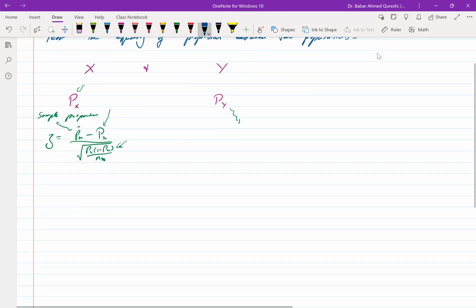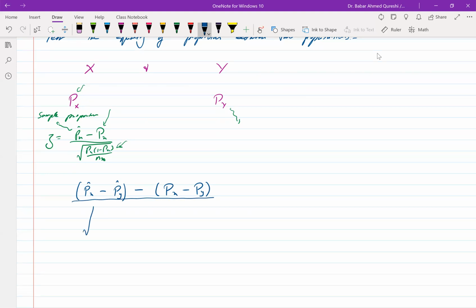And if you make the difference variable, so this is the sample proportion of population X, while this is the sample proportion of population Y. If you make the difference, then this will again be a normal variable, and its expectation value will be equal to the difference of the two population proportions. While for the variance, the variances simply add in this case. So this is a standard normal.